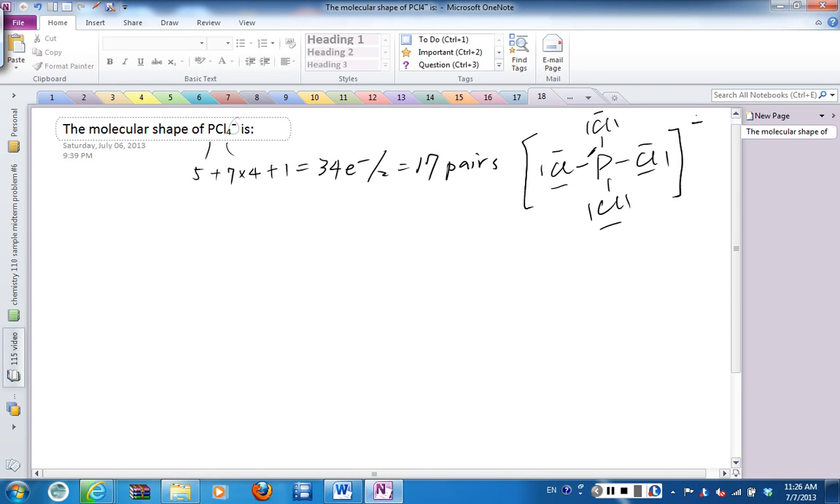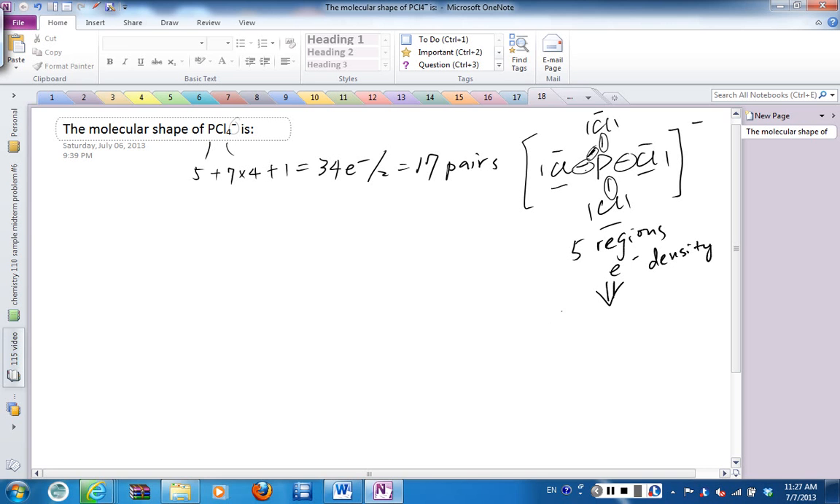Now, to determine the molecular shape, we need to look at, on the central atom, how many regions of electron density. We've got 1 lone pair and 4 single bonds. So 1, 2, 3, 4, 5. 5 regions of electron density.